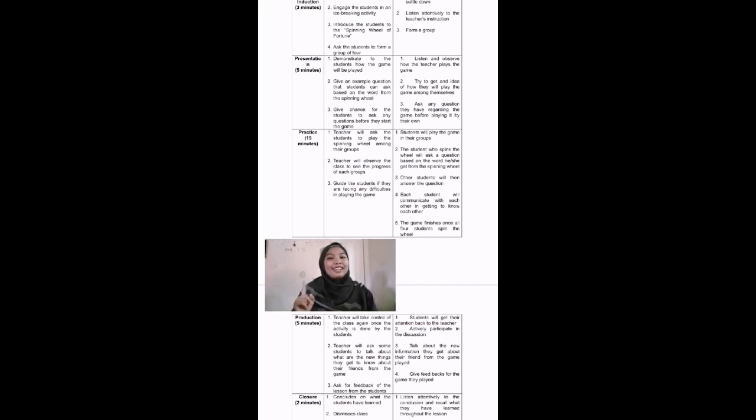Last but not least, the closure. So in this stage, the teacher will conclude everything that they have learned. The teacher will conclude what their feedback was, and this stage is important because it is like a closure for a class. So why do we need closure for a class? Let's say the students have questions inside their minds, and the teacher doesn't give any closure, so the students will be left hanging with questions.